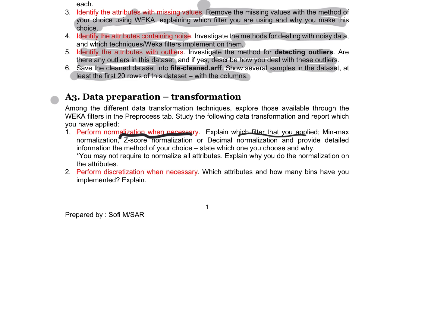Explain which filter that you apply, min max normalization, z-score normalization or decimal normalization, and provide detailed information on the method you choose. State which one you choose and why. You may not require to normalize all attributes. Explain why you do the normalization on the attributes. So mungkin ada satu attribute yang you nak buat normalization.